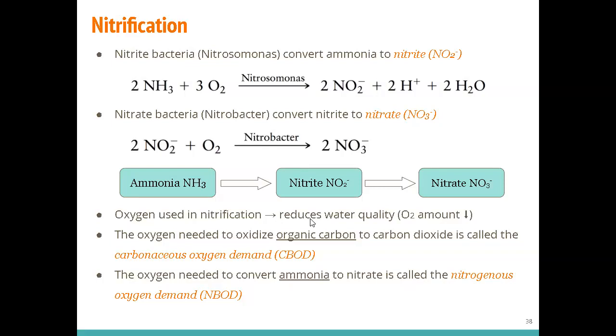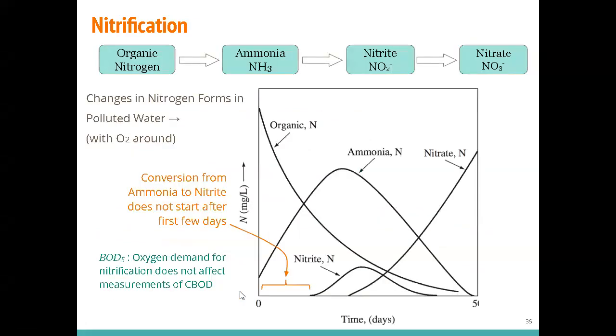The last part, we talked about the organic matter decomposition, right? That's called carbonaceous oxygen demand. And for this slide, we talk about the nitrogenous oxygen demand. Both of them need oxygen to decompose. Organic nitrogen will be turned into ammonia, then into nitrite, and then nitrate.